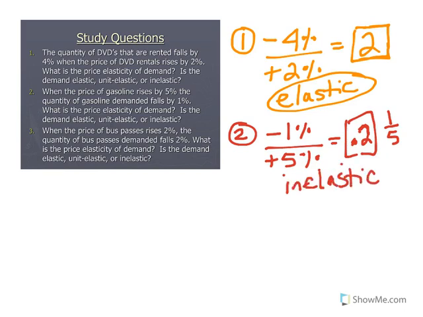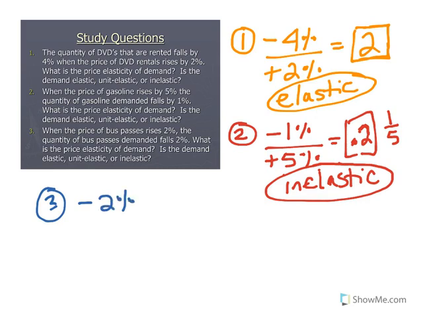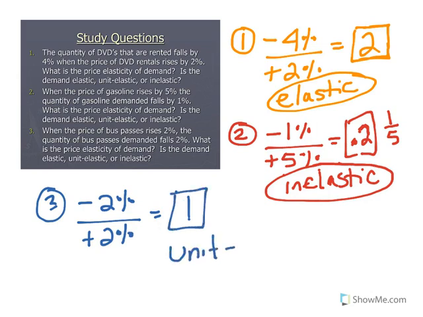And of course, I already stated previously that the reason for that would be because there's not a large number of substitute goods that we could purchase instead. And then number 3 is just saying when the price of bus passes rises by 2%, the quantity of bus passes demanded falls by 2%. So again, you have a negative 2% divided by a positive 2%. That means we came up with the value of 1. So the demand for bus passes is unit elastic.